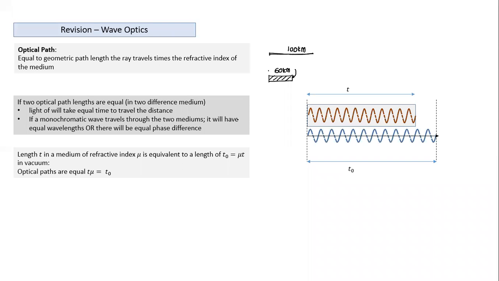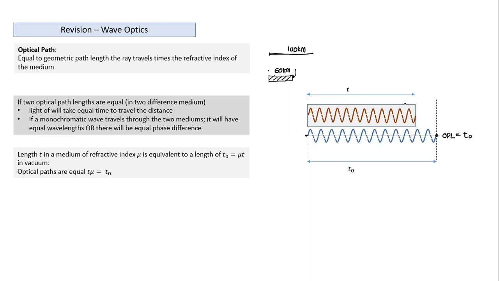So let's take an example. Here, one medium is vacuum, and the physical length is t naught. Light travels from here to here over a length t naught. So this is the geometric length, and if you multiply by the refractive index, which in this case of vacuum is 1, the optical path length will be equal to t naught.